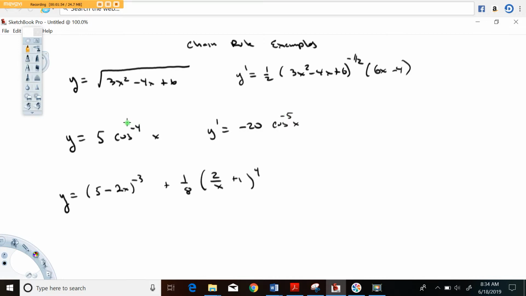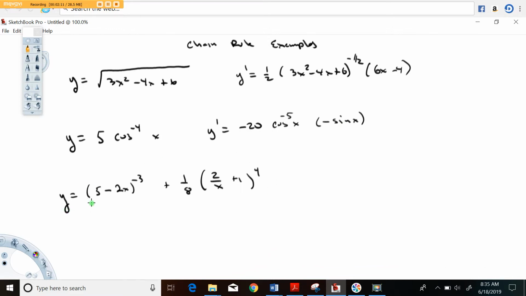So now the outer function is differentiated, and then we'll differentiate the inside function. The derivative of cosine x is minus sine x. And I'm not going to worry about any sort of cleanup or simplification. The purpose of this video is just how to differentiate.